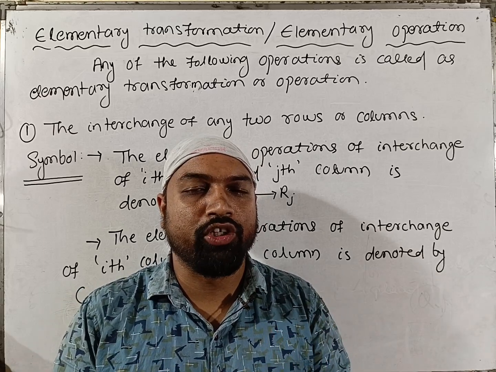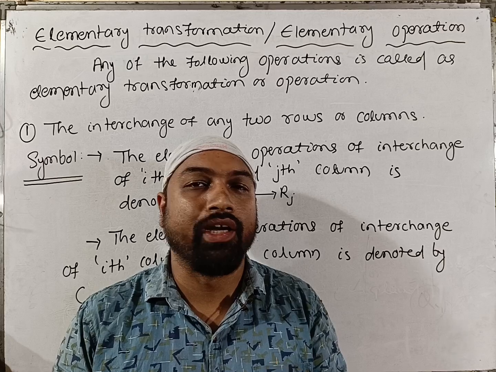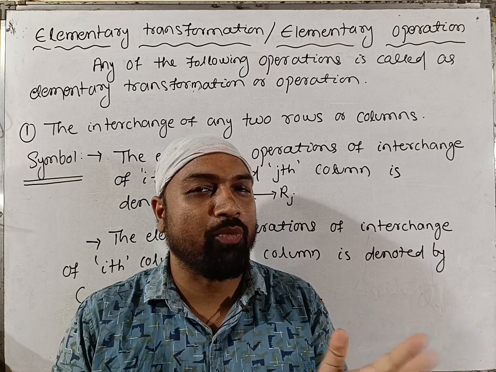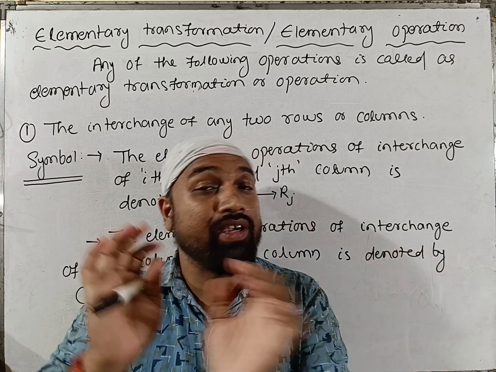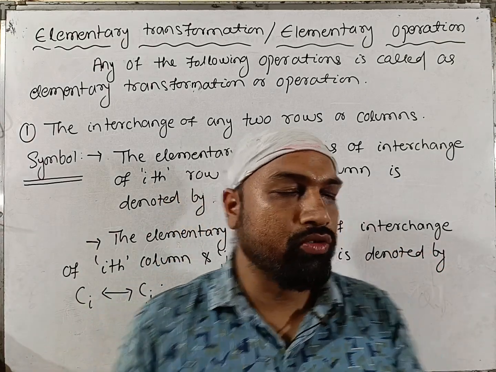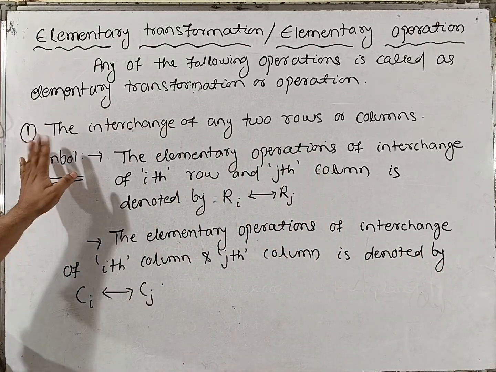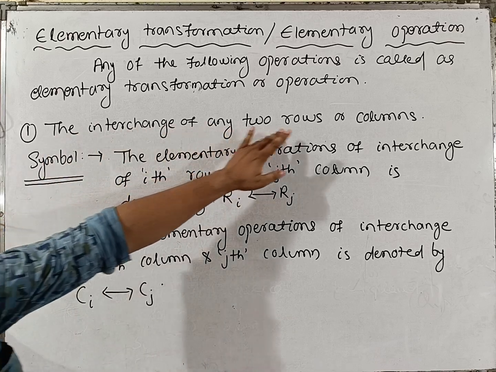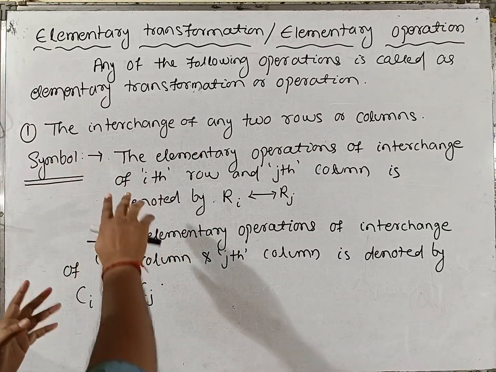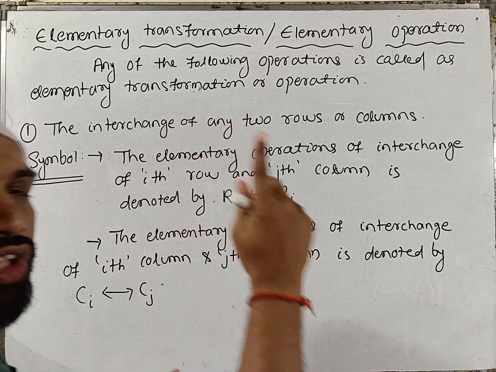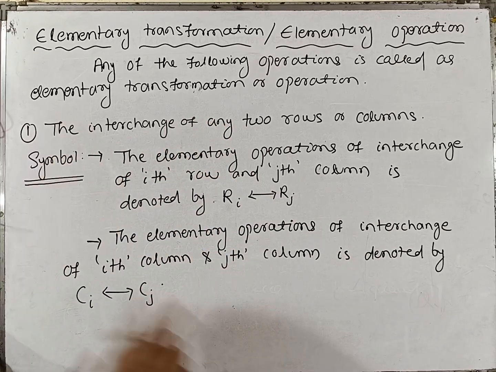In this particular video session, we are going to discuss the elementary transformation, or you can say the elementary operation method. It is of three types. In total, there are three different types of operations, and we are going to discuss the first one. The first one is the interchange of any two rows or columns, and it is denoted by two symbols, either by using the row interchange or by using the column interchange.